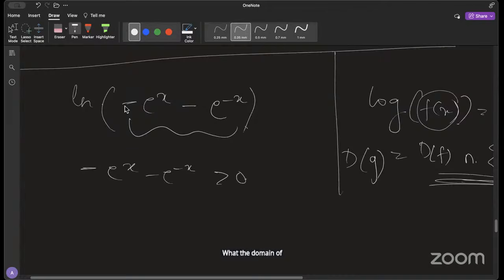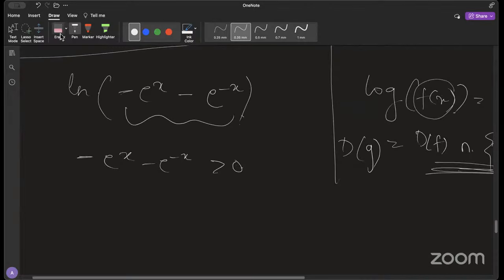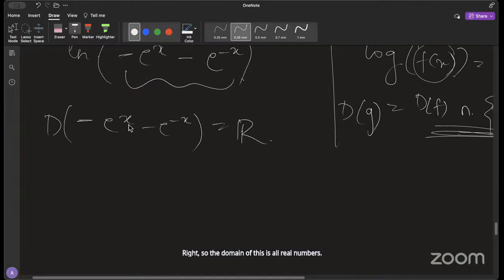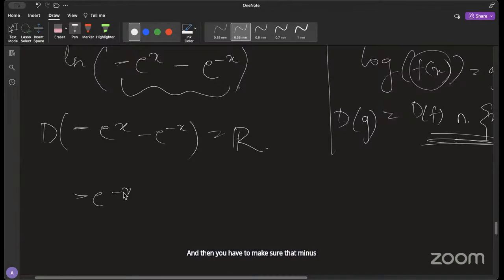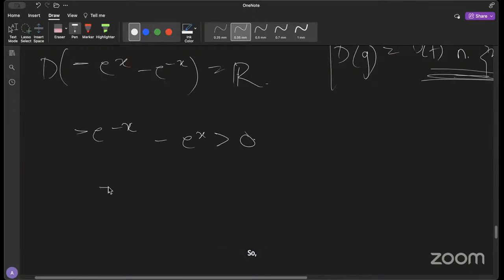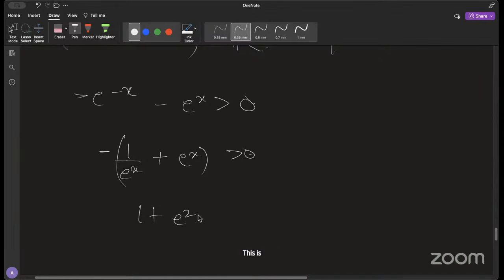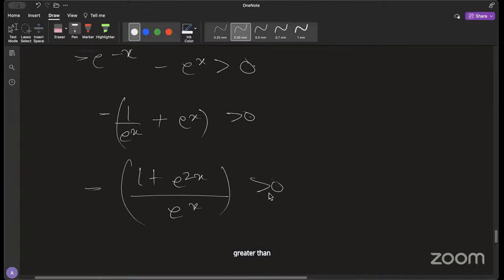What's the domain of this function, minus e to the power x minus e to the power minus x? All real numbers. Right. So the domain of this is all real numbers, because you can choose the input to be anything, right? No number is a problem. And then you have to make sure that minus e to the power x, this thing, is greater than 0. So this is minus 1 by e to the power x minus e to the power x greater than 0. This is 1 plus e to the power 2x by e to the power x greater than 0. We have a negative sign here.